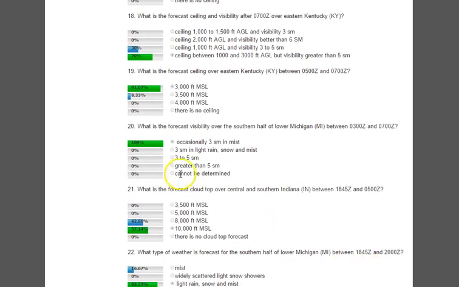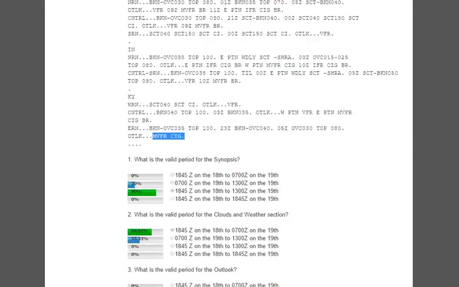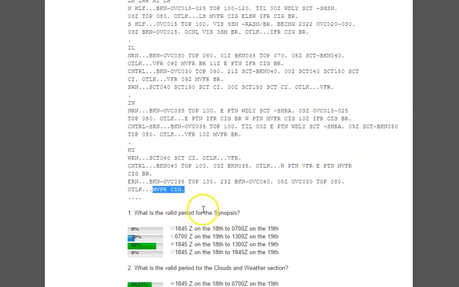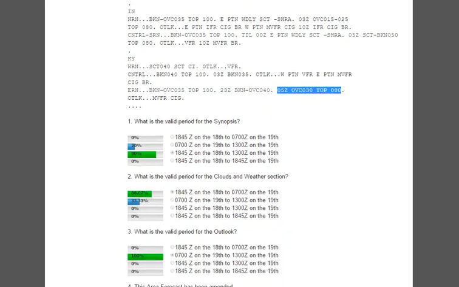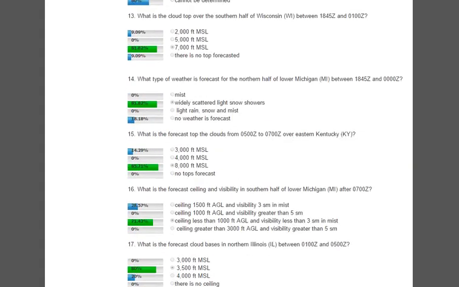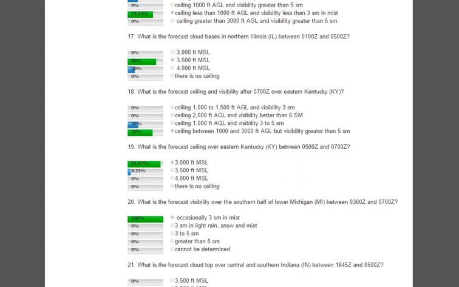Number 19, what's the forecast ceiling over eastern Kentucky between 5 and 7 Zulu? Let's take a look. Here's 5 and 7 Zulu, and it looks like it's overcast at 3,000 MSL with tops at 8. So 3,000, I think, is the correct answer. And that is correct. Number 19, 3,000.